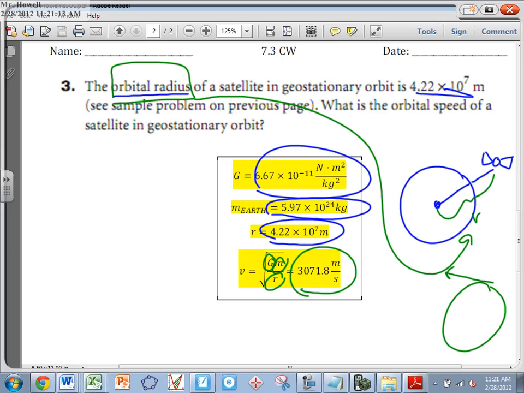Times that by 60, right? You got to go from seconds to minutes to hours. Times 60 times 60. So every second we go 2 miles. Times 60 is 120 miles per minute. Times 60 after that, that's 7,200 miles per hour.